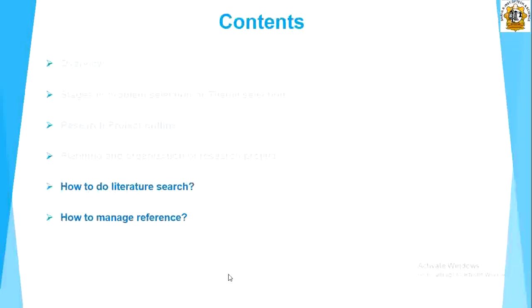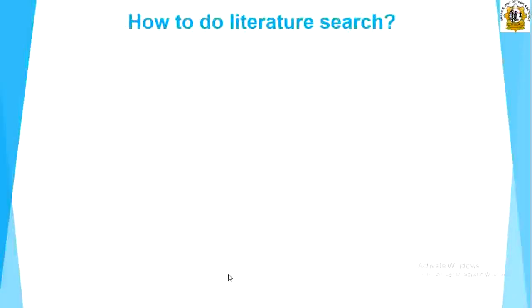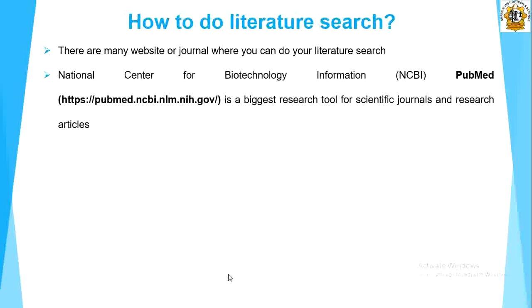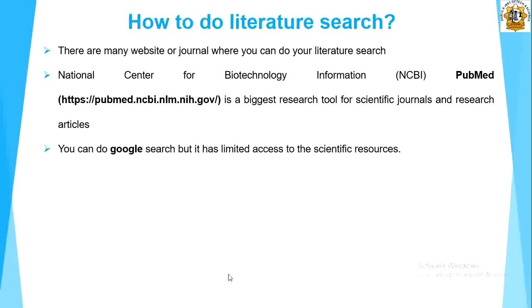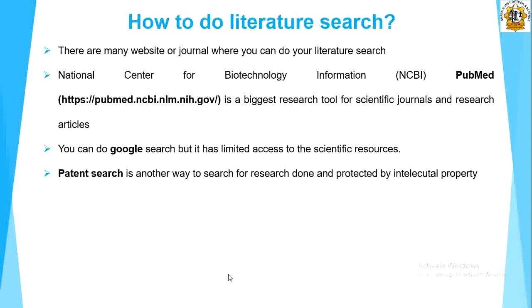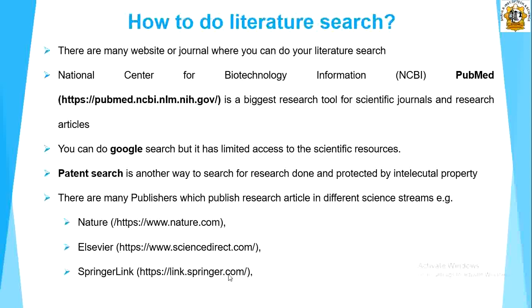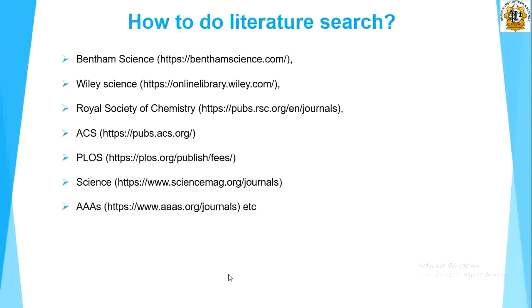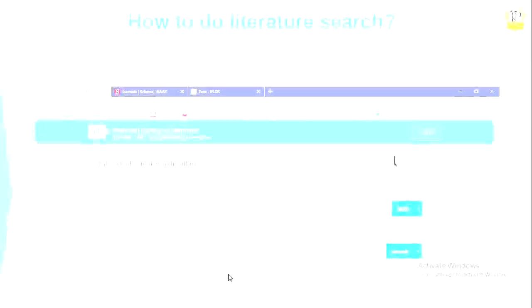So how to do literature search, how to manage references, then we'll discuss. The literature search can be done through various journals and websites. NCBI is the biggest platform. Like Google is for normal search, PubMed is for scientific research search. You can use Google also. Sometimes you can do patent search. There are many publishers which publish research articles in different streams like Nature, Elsevier, Springer Link, Bentham Science, Wiley, Royal Society, ACS, PLOS, Science, AAAS, and many more.